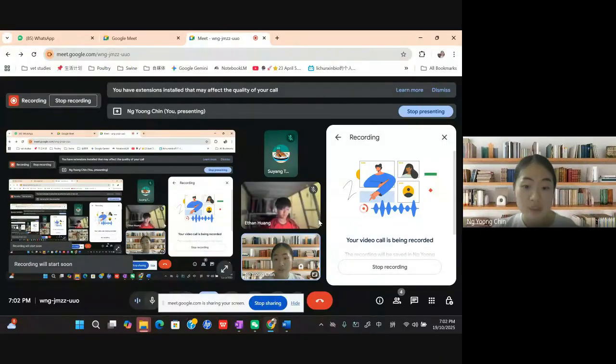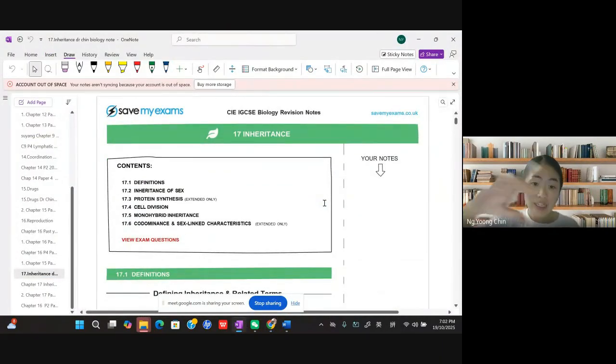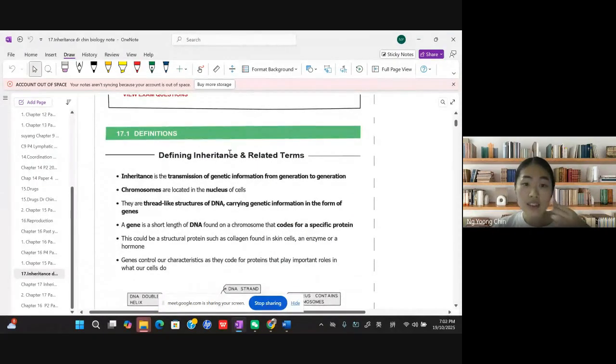Kind of topics where you don't need to memorize a lot of things, because you can think in a logical way. Yeah, so this is inheritance. So what's meant by inheritance? Inheritance refers to the transmission of genetic information from one generation to another generation. So when we talk about inheritance, we talk about the DNA. Okay, where can you find the DNA?